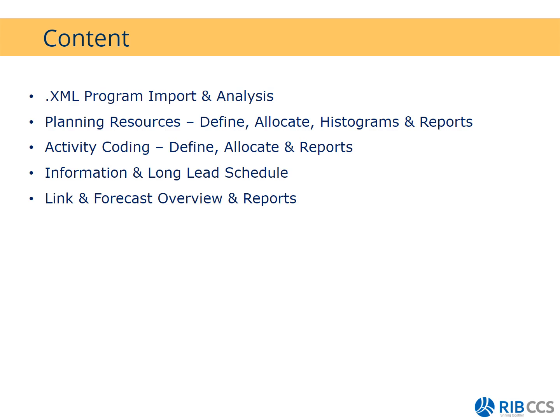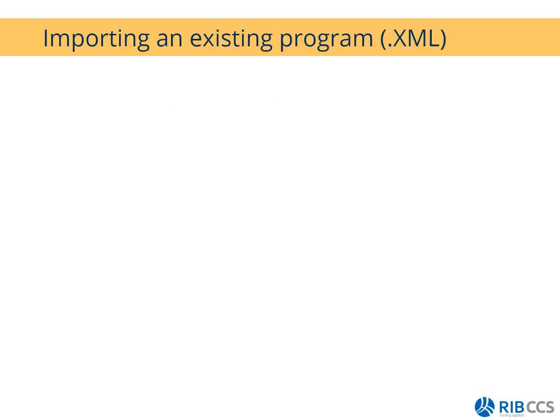These are secondary codes in Candy, which allow you to better manage specific parts of a program. We also have on the agenda the information schedule and the long lead schedule, and this will allow you to manage activities or operations that happen off-site, but do have a direct impact on-site. And then lastly, we will touch on the link and forecast overview and look at one or two reports. All right, so let's get started.